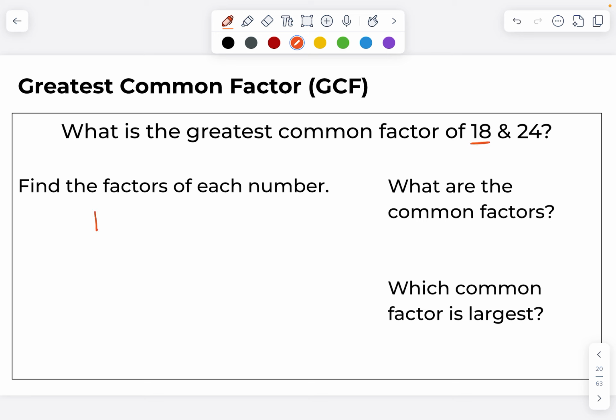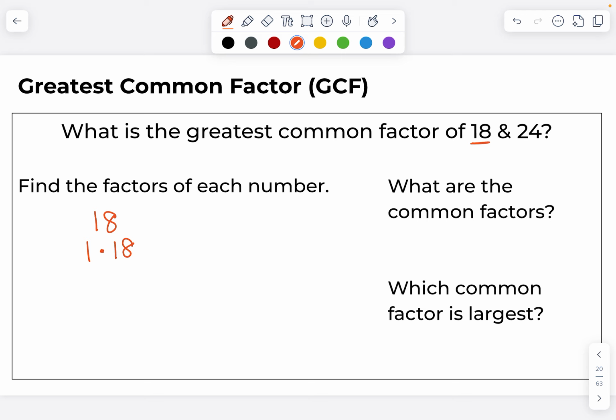So if I think about the number 18, the factors for 18 are the numbers that multiply together to give me 18. When we do this, we're thinking whole numbers. So we don't care about fraction values or decimal values, we want whole numbers. Every number is divisible by 1 and itself. So 1 times 18 would give me 18.